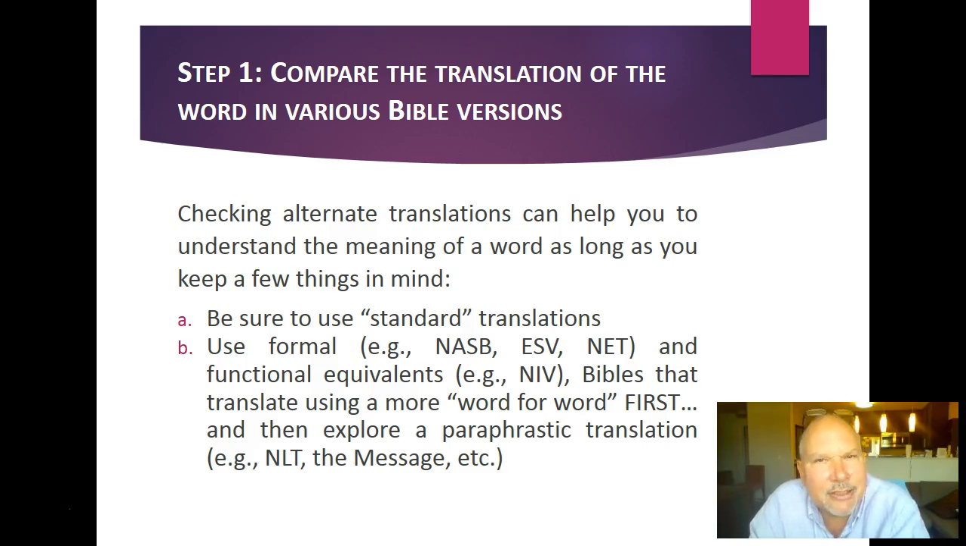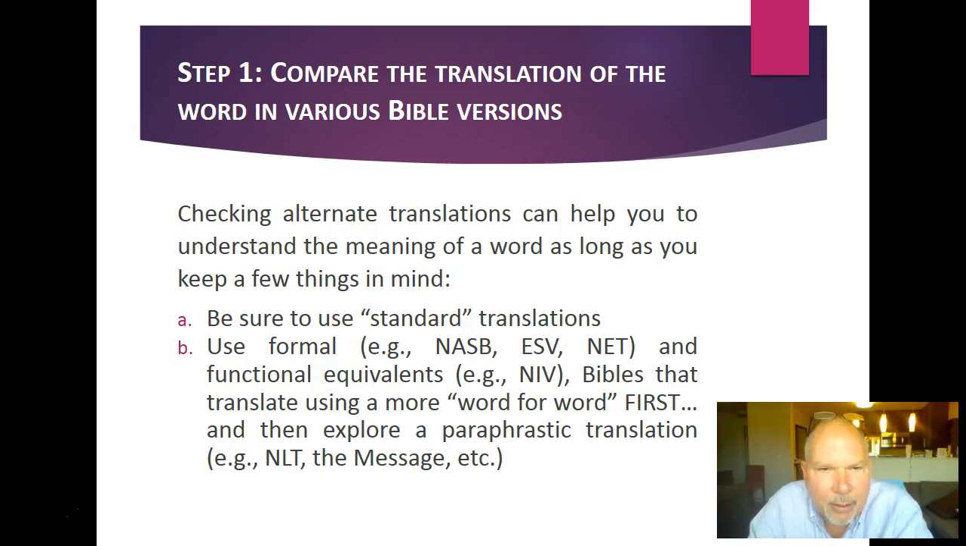First, be sure to use standard translations. Those are translations that are commonly found across Bible versions. A formal version is a version that tries to do a word-for-word translation of the Hebrew or the Greek. And those are the New American Standard Bible, the ESV, and the NET Bible. Then there are functional equivalents that try to maintain as close to the Hebrew or Greek as possible, but take some liberty to create a flowing English translation. And that would be the New International Version or the NIV Bible.